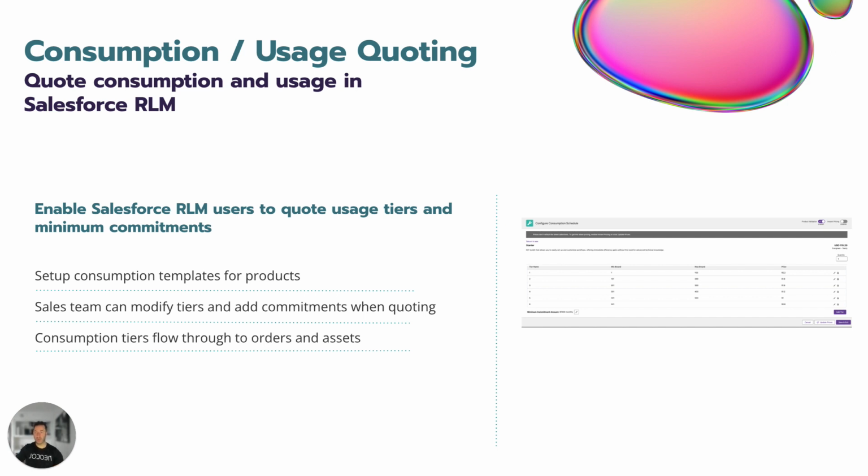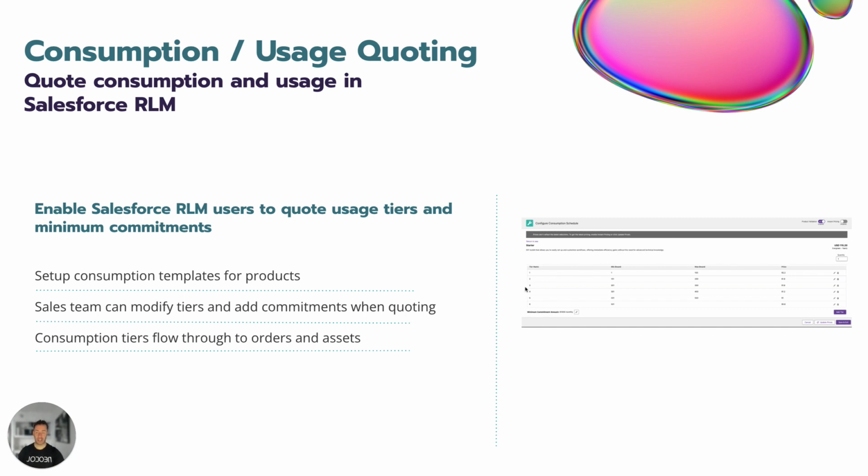You can also have the sellers set up minimum commitments as well. So if you want to say that the customer has to spend $1,000 a month regardless, we can set that up as well. And then these tiers that we're setting up, and minimum commitments, will also flow down to our orders and assets, so we can leverage them for billing or other purposes as well, beyond just quoting.